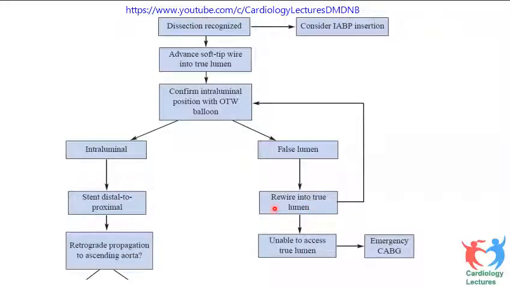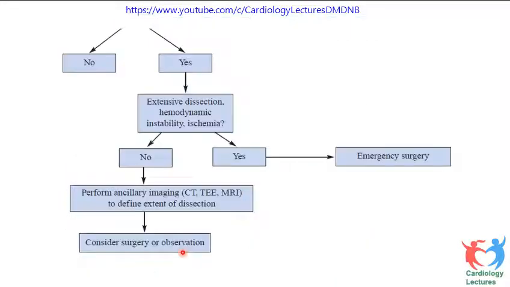Have a little bit of persistence. Try once or twice so that you get the true lumen. If you cannot access it, then probably the option is only bypass surgery. And if there is retrograde extension, then depending on the hemodynamic stability, you go ahead and treat these patients with aortic dissections. See, this is an example of a patient who had an RCA lesion.